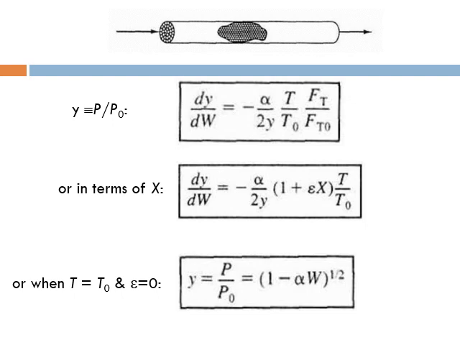This is the first form of Ergun equation written in terms of molar flow rates. This is the second form of Ergun equation written in terms of conversion, and we said in a special case where epsilon equals 0 and T equals T naught, we can simplify and solve the Ergun equation analytically to get to this equation. Basically, we want to know how P changes as the reaction progresses.